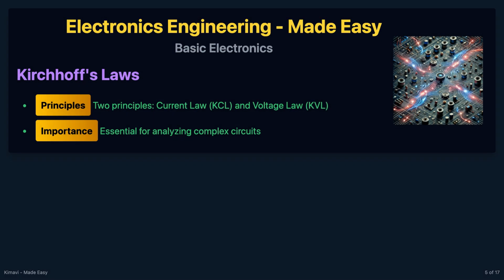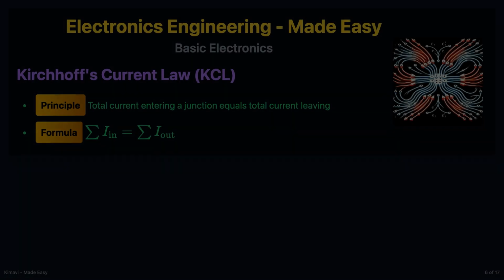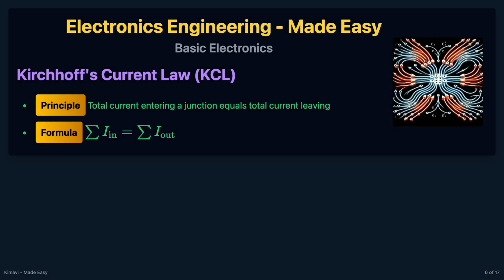Kirchhoff's laws are two principles that deal with the current and voltage in electrical circuits. These laws are essential for analyzing complex circuits. Kirchhoff's current law states that the total current entering a junction in a circuit is equal to the total current leaving the junction. Mathematically, it can be expressed as the sum of currents in equals the sum of currents out.